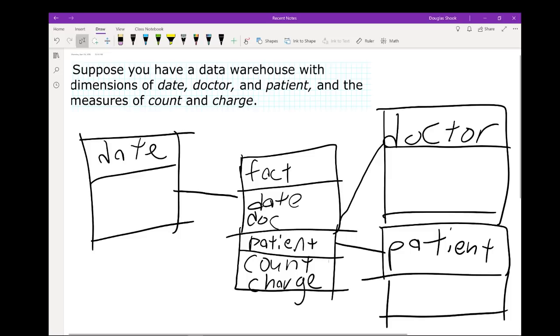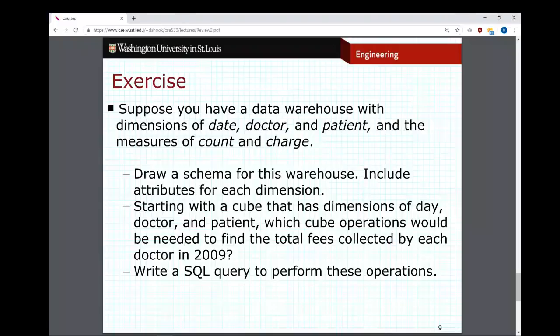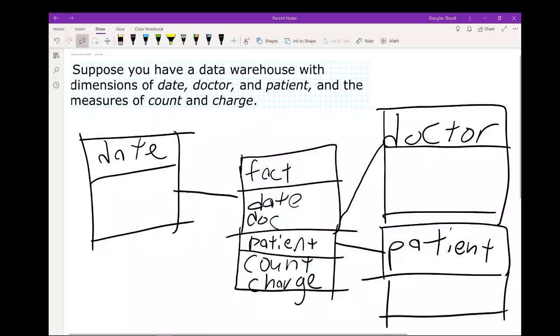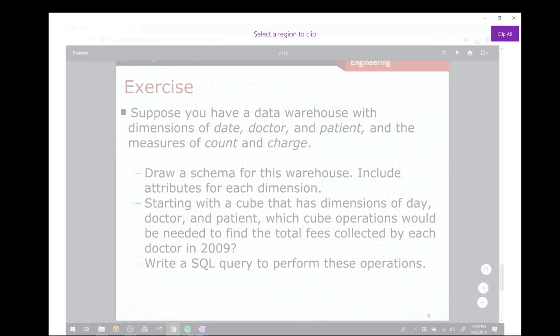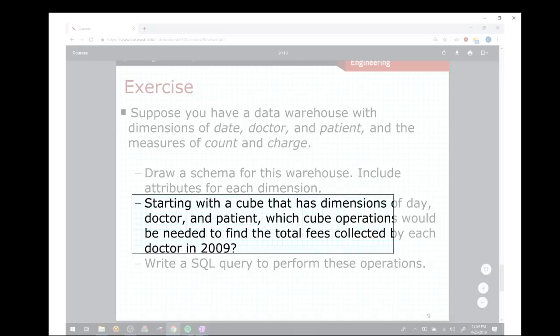So the next question is the one that I wanted to actually spend some time talking about. We're going to start with a cube that has dimensions of day, doctor, and patient. Those are the base levels, right? And we want to know what operations we need to find the total fees collected by each doctor in 2009. What I like to do when I approach these problems is start off with the base cube.